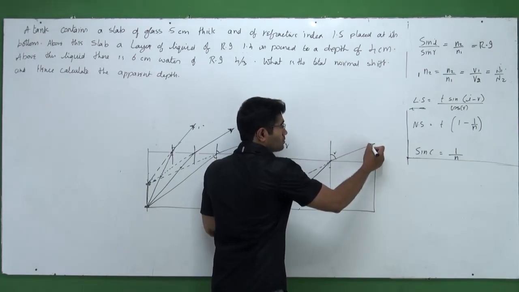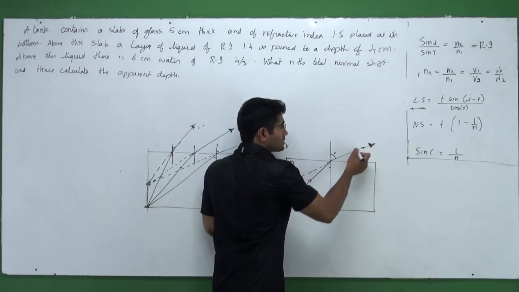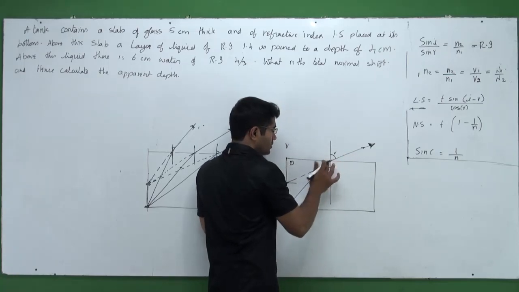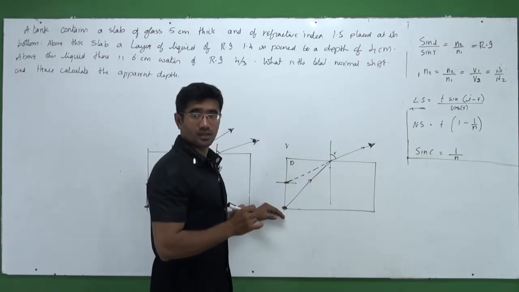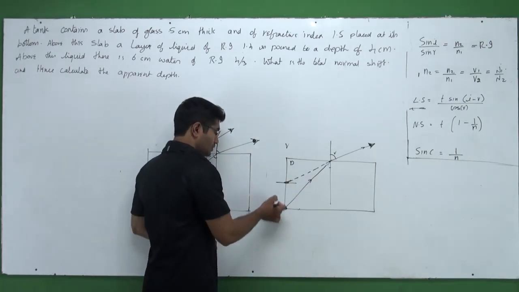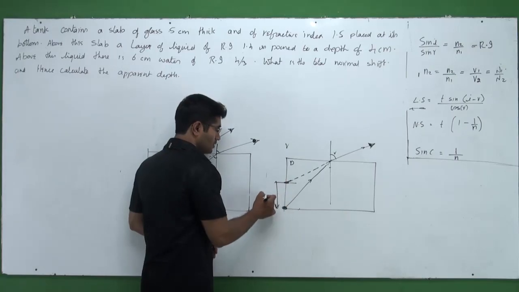For anyone who's looking at the light coming up, they can only see that light is coming in this direction. So they would see a body which appears to be kept here. In fact, the body is here, right? So there is a shift in the position, a virtual shift. It means it is not a real shift, but I can see the body to be here. This is called normal shift.